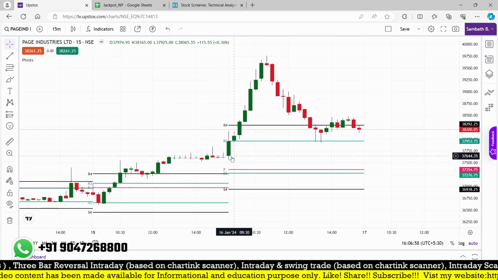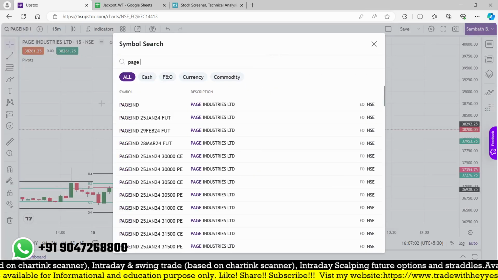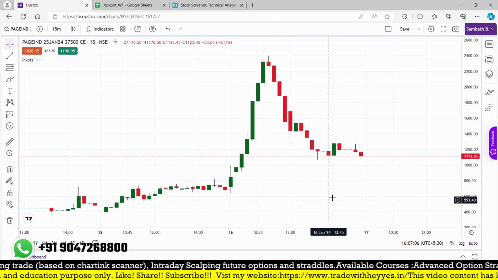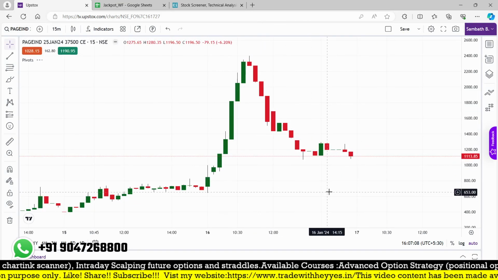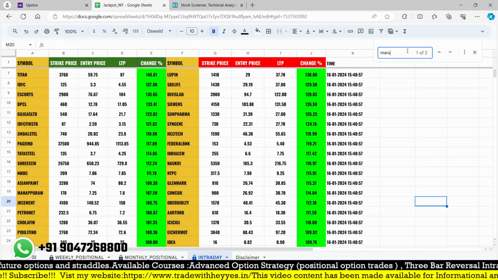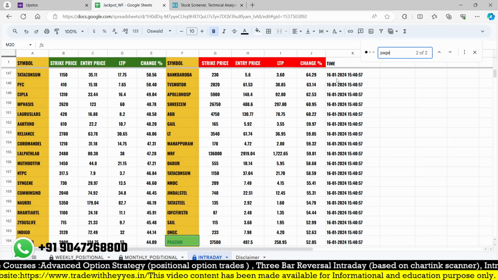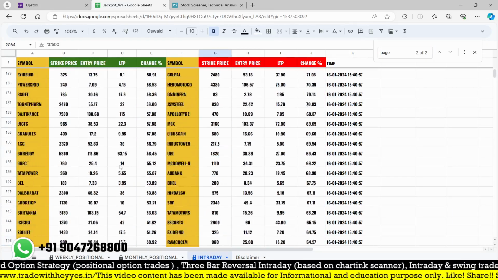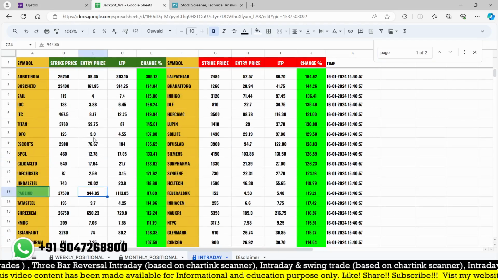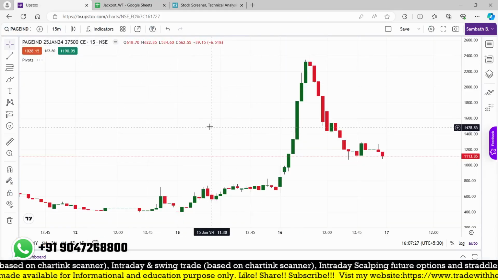So there I'm just looking for a 37,500 call option. Page Industries 37,500 call that will be given with a breakout. So you need to check, and I think it is loading right now. So where we can check the Page Industries, what should be the strike price exactly? 37,500 only. Okay, so Page Industries 37,500. So 944 should be the entry one. And close with some 17% profit, no problem at all.